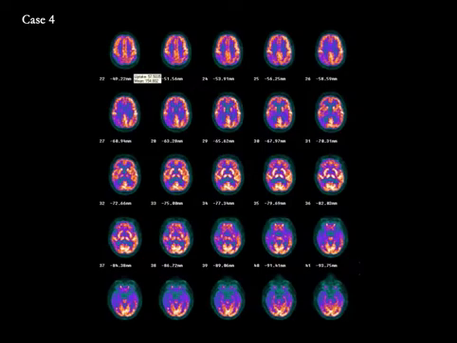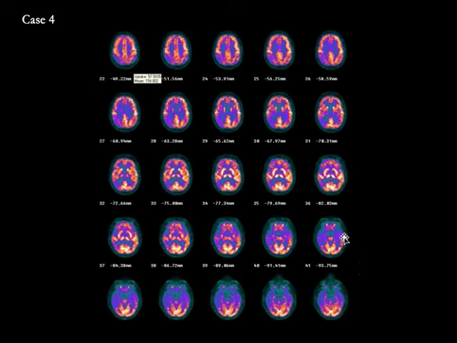Case number 4. These transaxial images are from an FDG PET-CT scan of the brain in a patient being evaluated for dementia, and they show findings characteristic of Alzheimer's disease. As we go from superior to inferior on these transaxial images, we find that there is bilateral parietal hypometabolism, right more than left, seen here, and more inferiorly there is bilateral temporal hypometabolism, right worse than left, seen here.